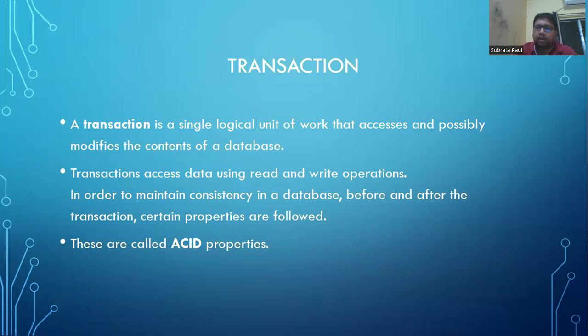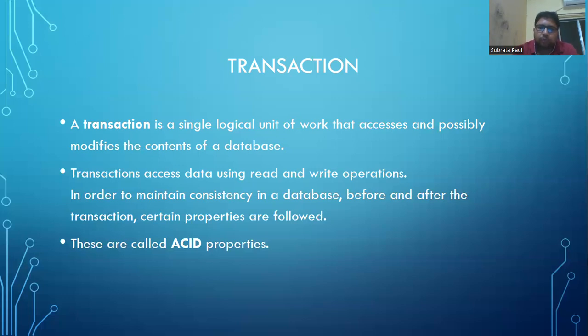We are doing different kinds of transactions by using SQL statements. Transactions access data during read and write operations, so that the consistency of the database is maintained before and after the transaction has been completed. There are certain properties that are to be followed. To check whether the consistency is maintained before as well as after transactions, we need to check the consistency by using certain properties, and these properties are known by the term ACID properties.